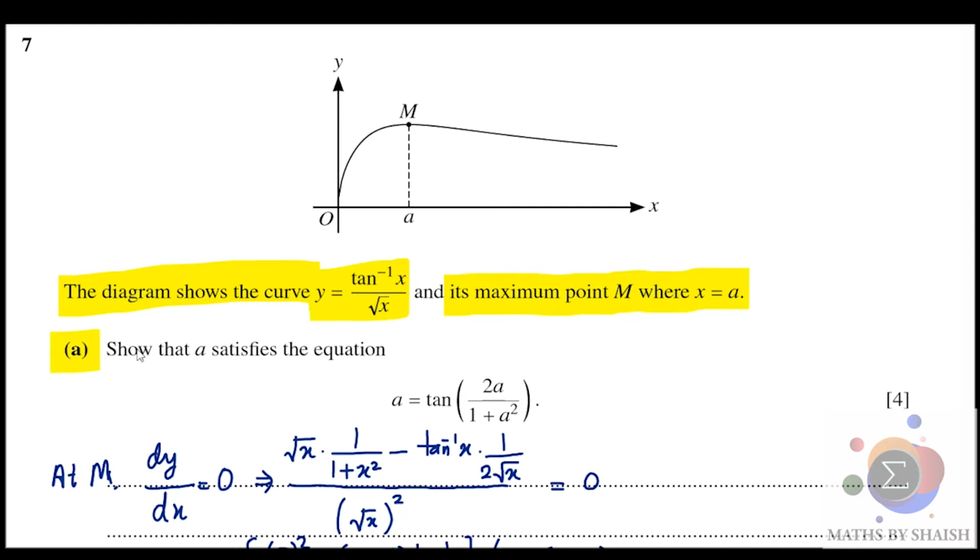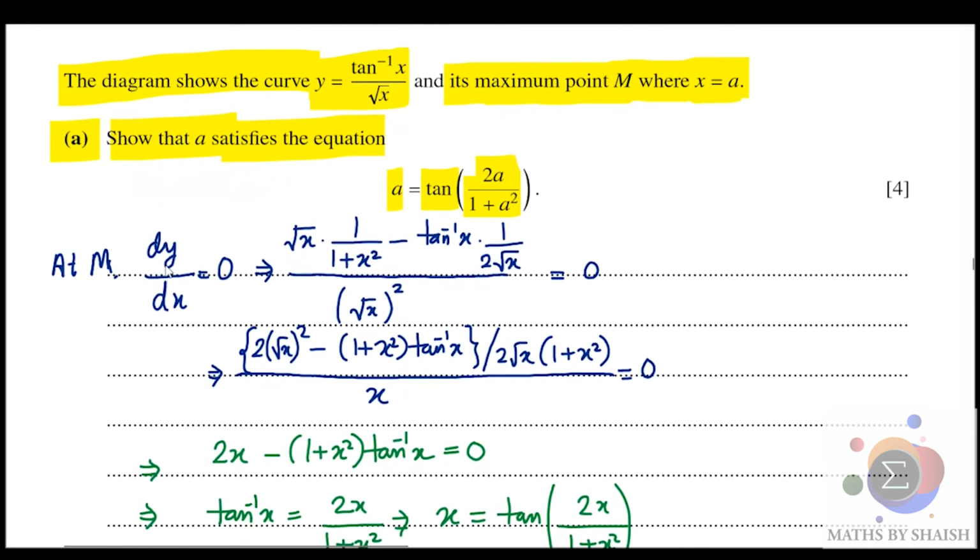First part is show that a satisfies the equation a equals tan inverse of 2a over 1 plus a square. So from this question we have one condition given. The condition is at x equals a, we have the maximum point. So for the maximum point, the derivative of the function has to be 0. So at M, we will find dy over dx and make it equal to 0.